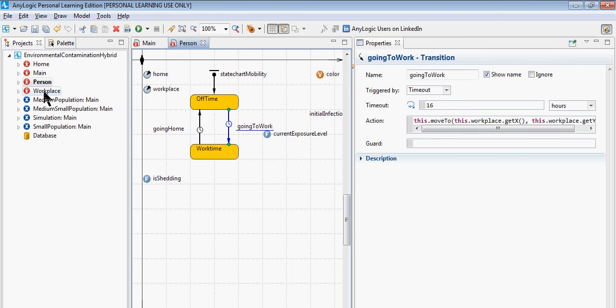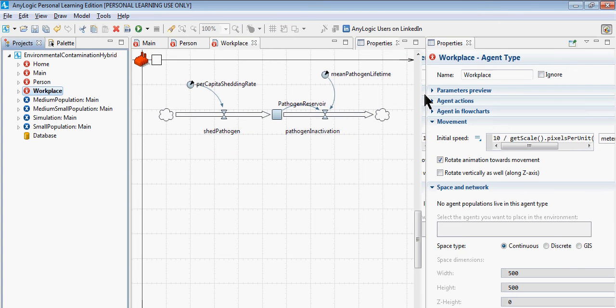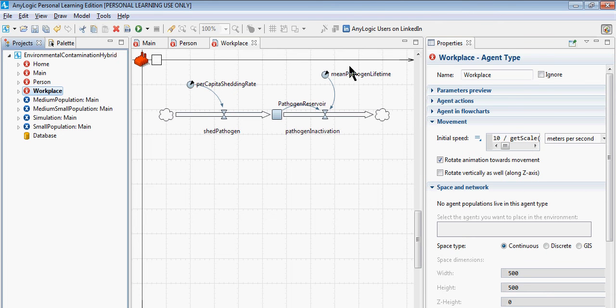Now, what do you think is going to happen at go to work? What do you think we'll do? We'll move them to the destination. When they go home, we'll move them to their home. You notice they work for 8 hours and they're at home for 16 hours. Very simple representation.